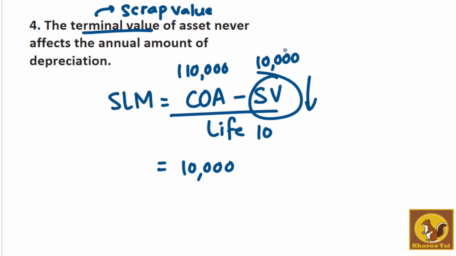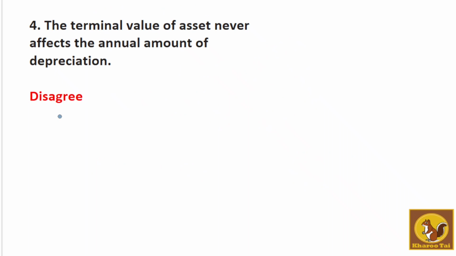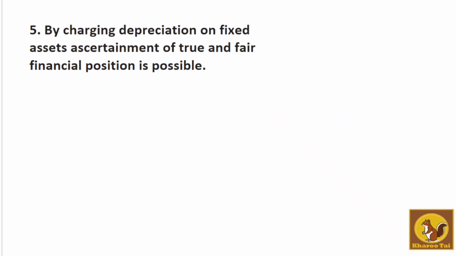right? But if we ignore this 10,000, then 1,10,000 divided by 10 will be 11,000. So the depreciation amount changes if we ignore scrap value. So we have to consider scrap value. That's why we disagree with this statement. Terminal value affects the annual amount of depreciation. Never is wrong. And the last question.